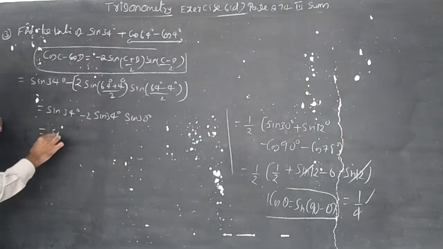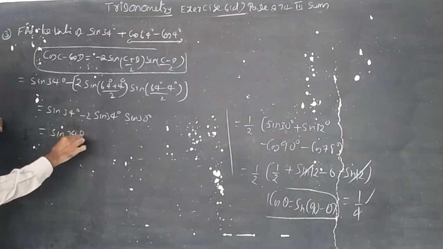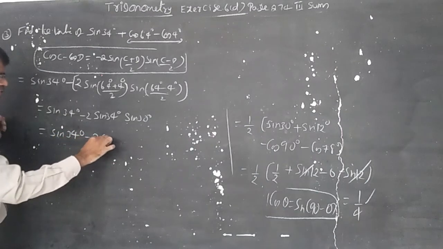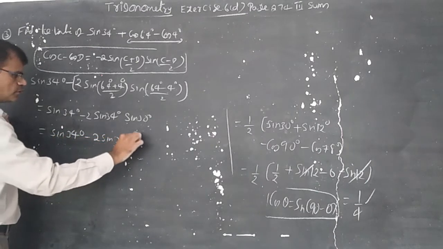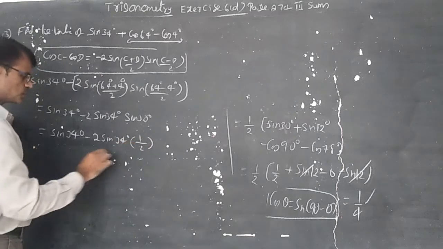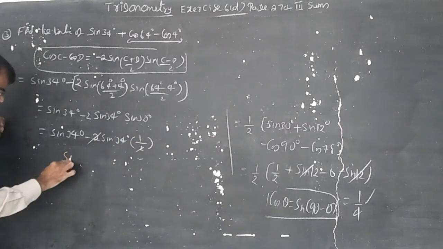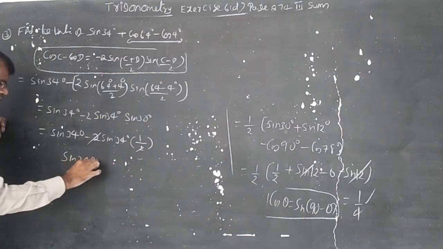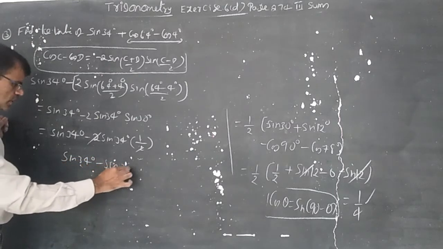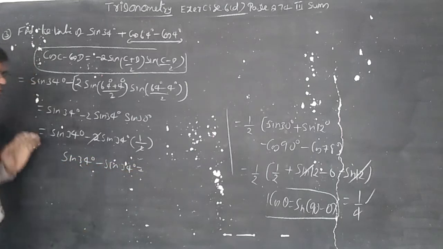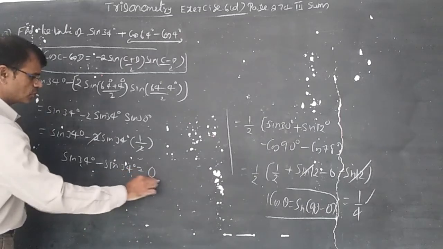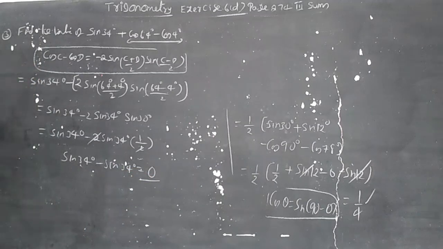That equals sin 34 degrees minus 2 sin 34 into the value of sin 30, which is 1 by 2. The 2 and 2 get cancelled. So sin 34 minus sin 34 becomes 0. So the value is 0.